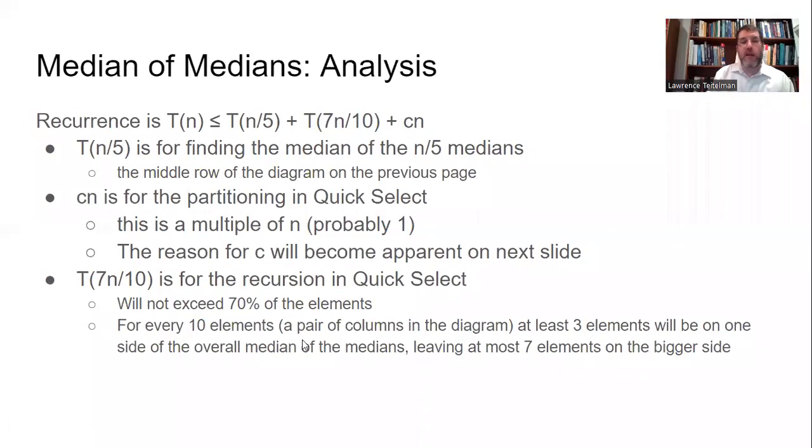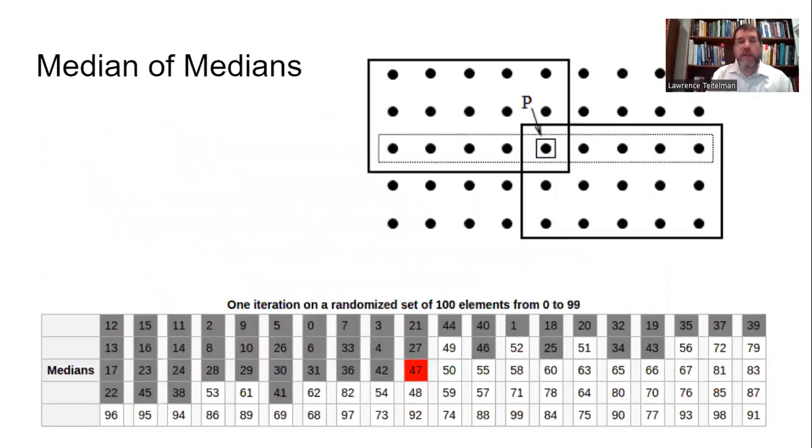For every 10 elements, a pair of columns in the diagram, right? So usually one on one side and one on the other side. At least 3 will be on one side of the overall median of medians, and the other will be on the other side, leaving 7. Okay, why is that true?